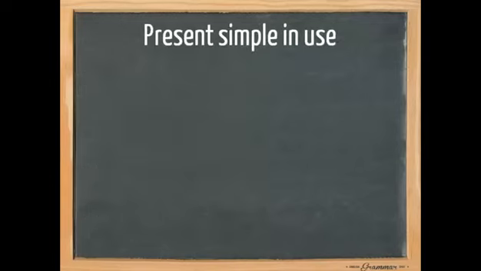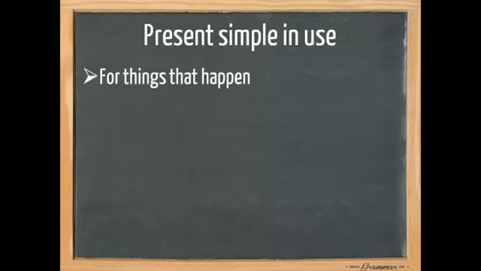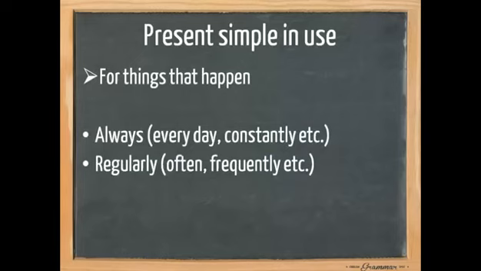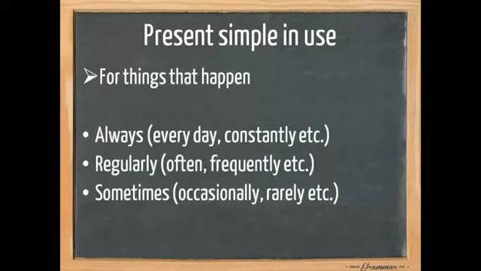Now let's take a look at when we use the present simple. First, we use the present simple for things that happen always, such as every day and constantly, regularly, such as often and frequently, sometimes, such as occasionally and rarely, and never.